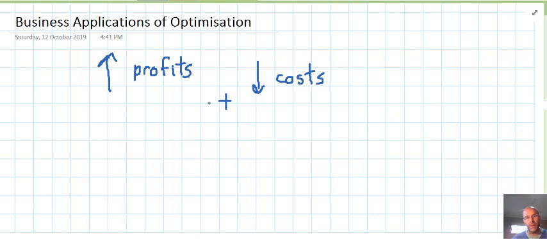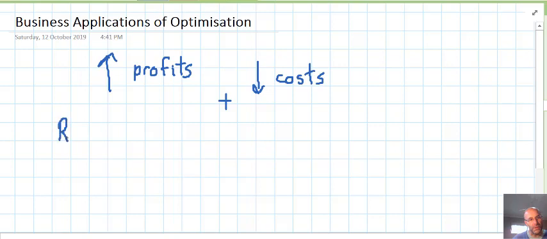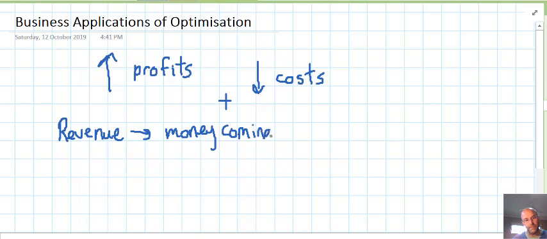Let's make sure we understand some basic terms first before we get going. Revenue is an important one. You might have heard of this word, and you might already know what it means. Revenue is basically the money coming in when you sell stuff. It's not the same as profit. We'll get to the profit in a minute. Revenue is the amount of money coming in.